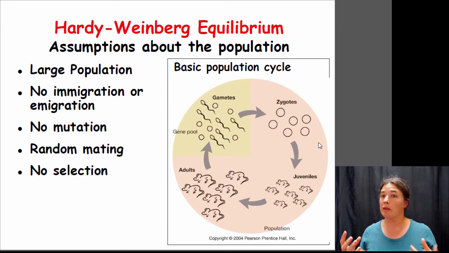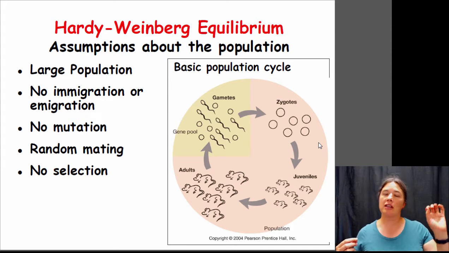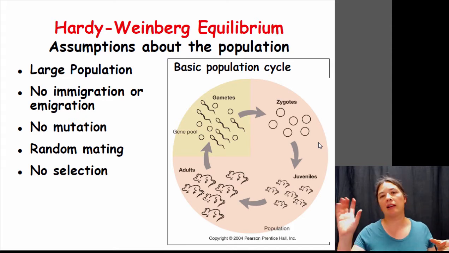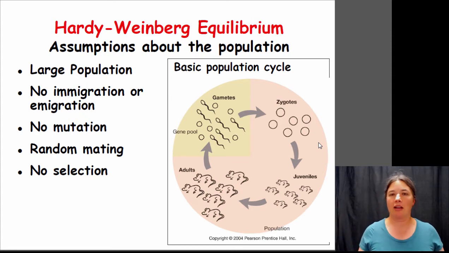We also assume that there's no mutation, so there are no new alleles arising in the population that we don't know about. We assume that all individuals are mating randomly with other individuals, and we assume that there's no selection. What no selection means is that each individual who is born is equally likely to survive, to reproduce, and has the same number of babies that then go into the next generation.